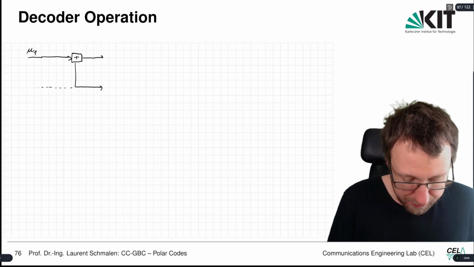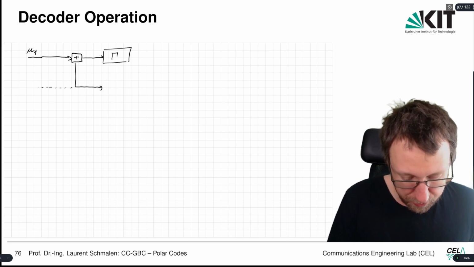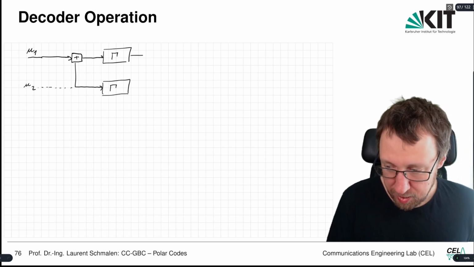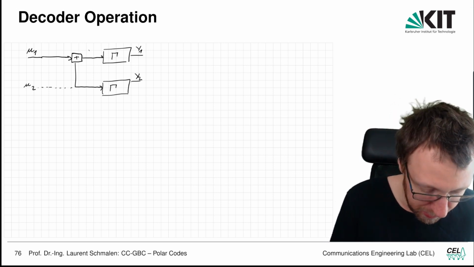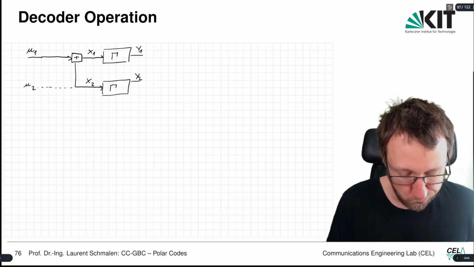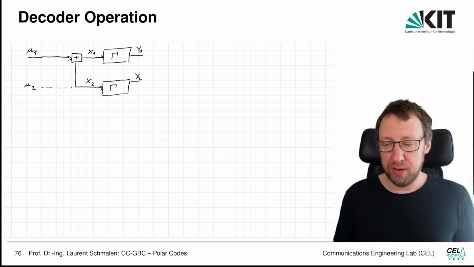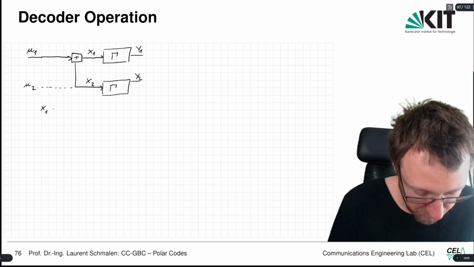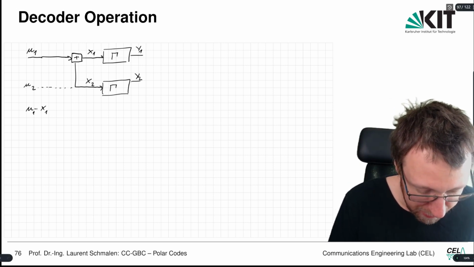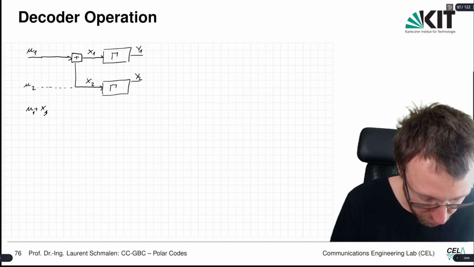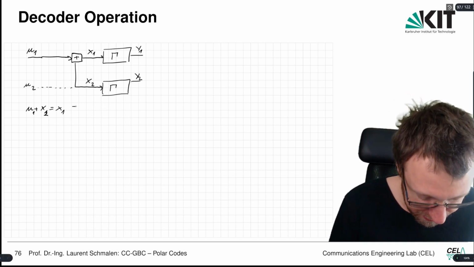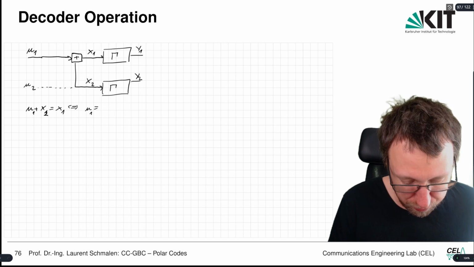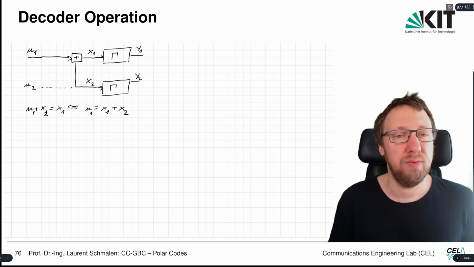So we have the following situation. We transmit over the channel gamma. This is U2. We receive Y1 and Y2. And this is X1 and this is X2. And we have the condition that X1 plus X2 is equal to U1. Or this is equivalent to saying that U1 is equal to X1 plus X2.